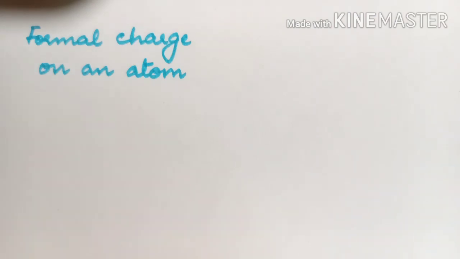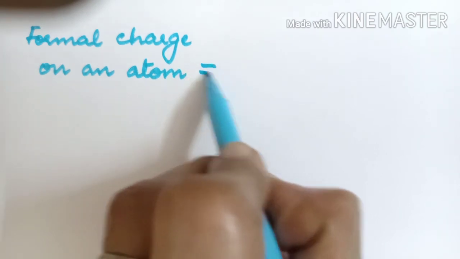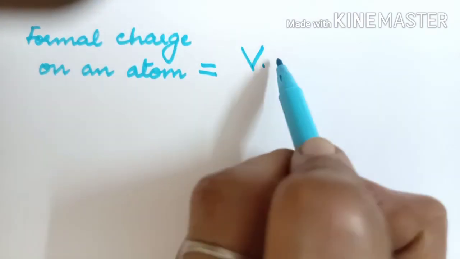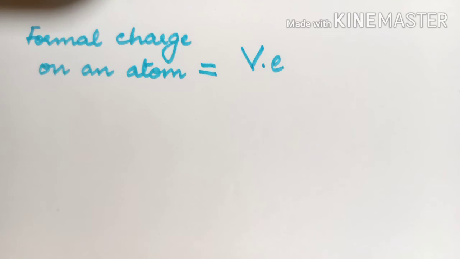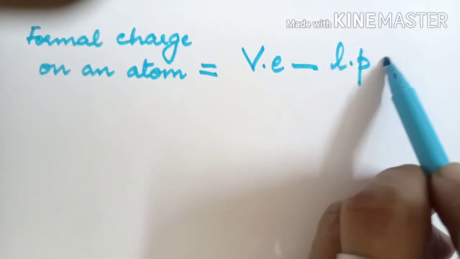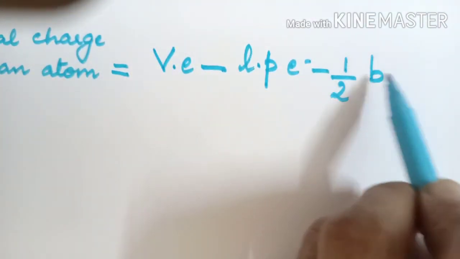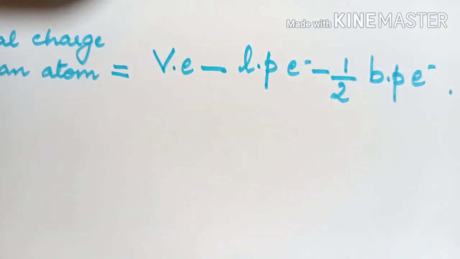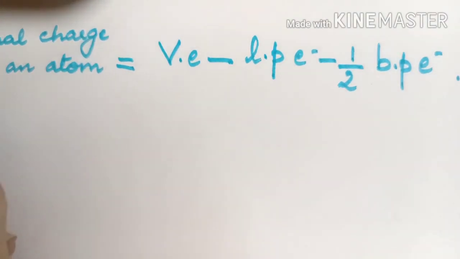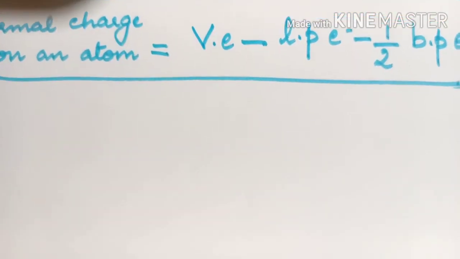Suppose we want to find out the charge on an atom. We have a formula for finding out the charge on the atom. Formal charge on the atom is equal to the valence electrons present on the free atom minus the lone pair electrons minus half of the bonding pair electrons. Hope it is clear. So by using this formula, one can find out the charge on each atom.